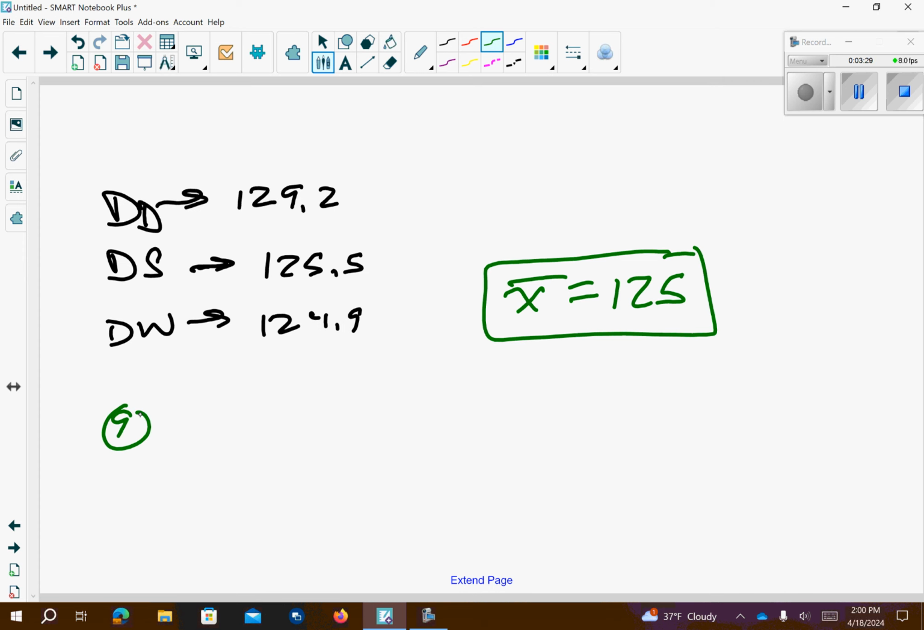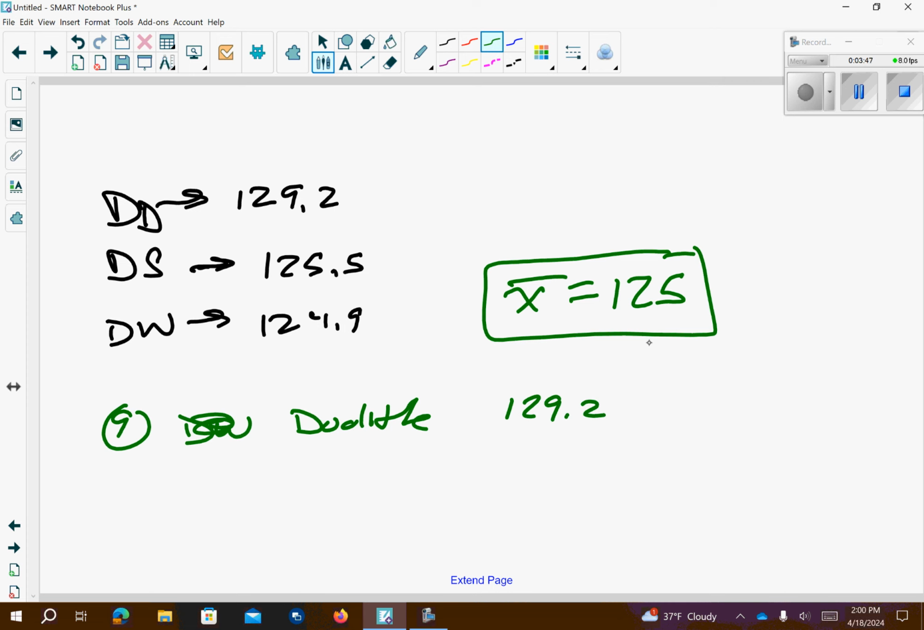Well, it's kind of hard to see who would, but I would say Dr. Doolittle, because Doolittle has 129.2. It's the furthest away from the 125.